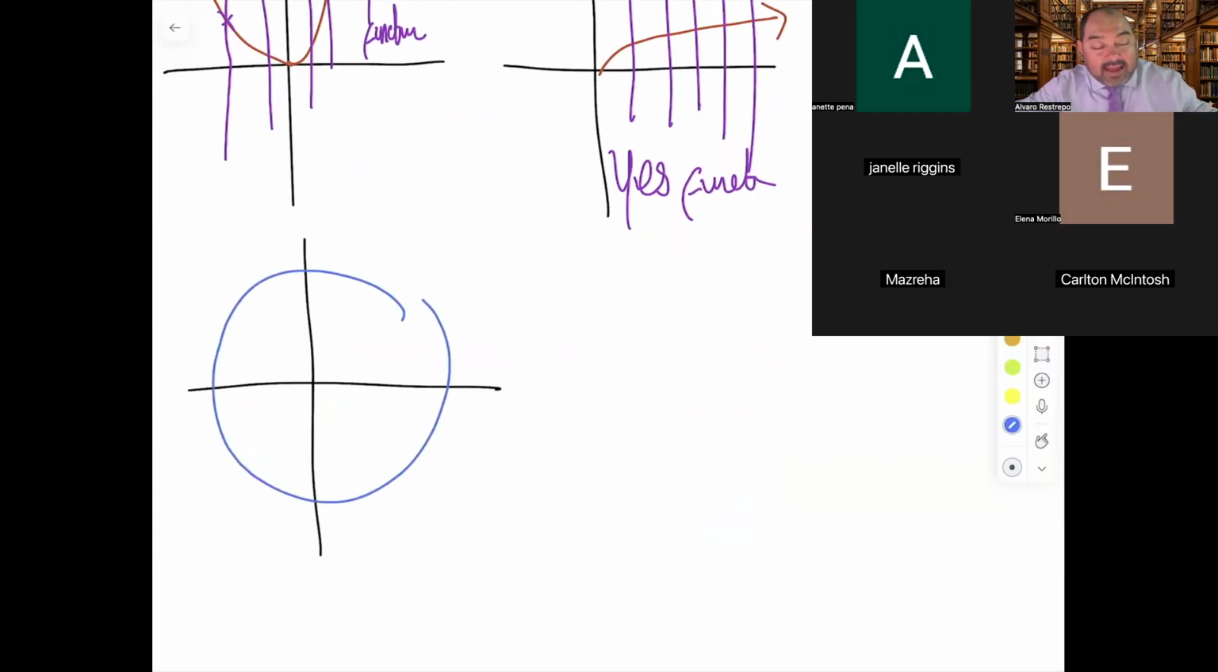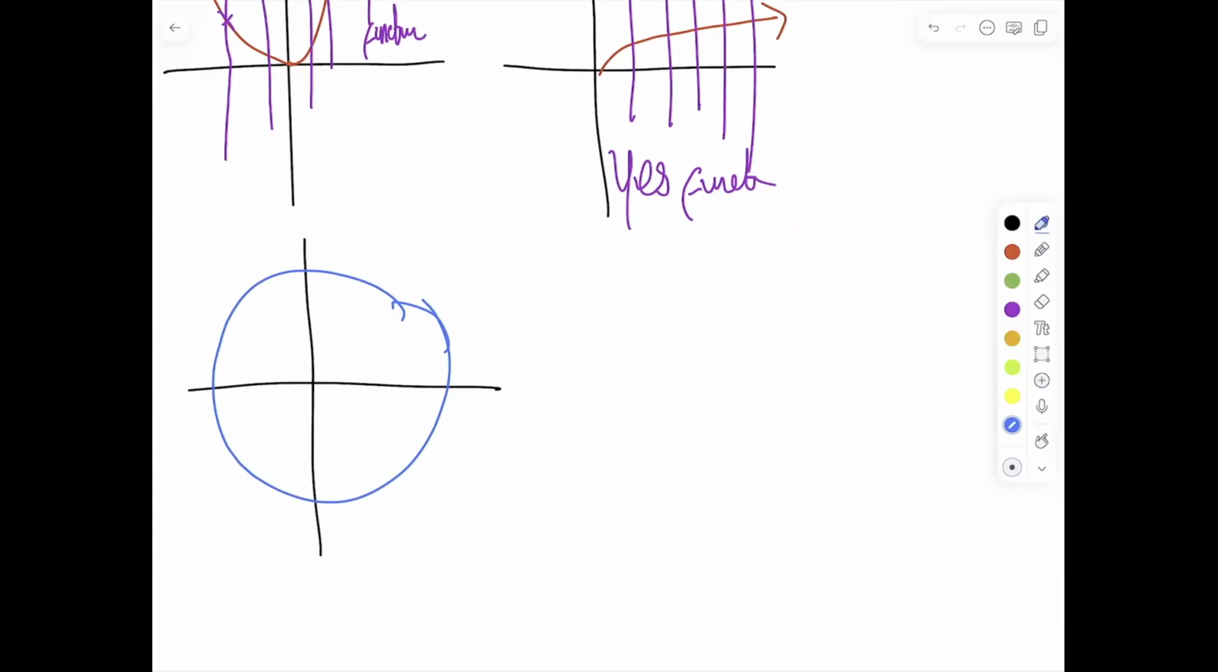Think of this as the pancake. Think of this as the tortilla, the pupusa, the arepa. So good, the cookie. Are arepas and cookies and tortillas functions? No. No. No. Why not?